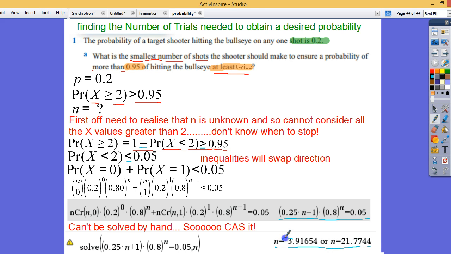Now, we can't have negative trials, so we can forget about that one. But we've got this value here. Now we must have a whole number of trials, and we must have a smallest number of shots. And the smallest number of shots that meets this has to be the one that it's closest to. So n equals 22. And when n is equal to 22, we need our probability to be less than 0.05. Let's check.